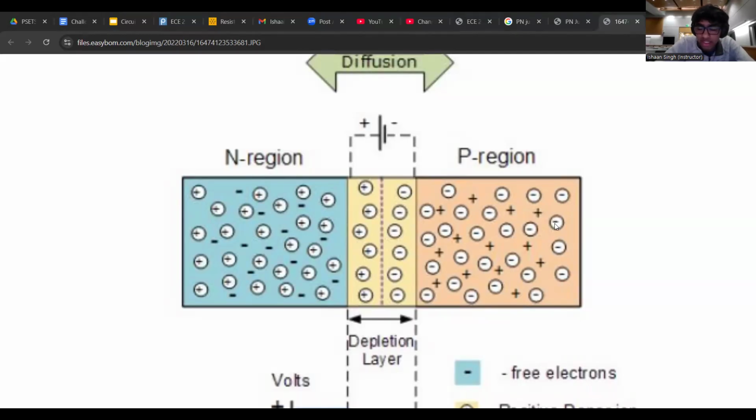And for the same reason, the P side has become negatively charged. And that forms an actual electric field that prevents further expansion of the depletion region. So the depletion region expands without any applied charge to some fixed width.